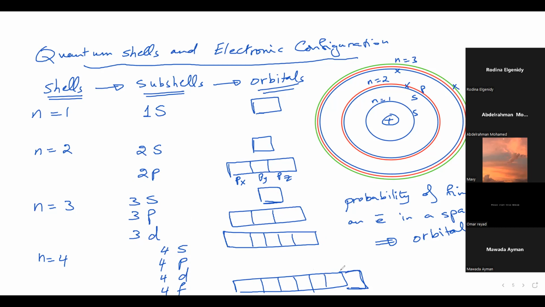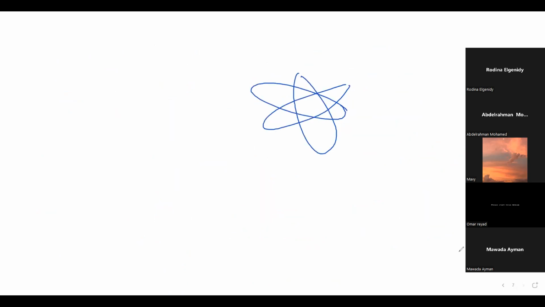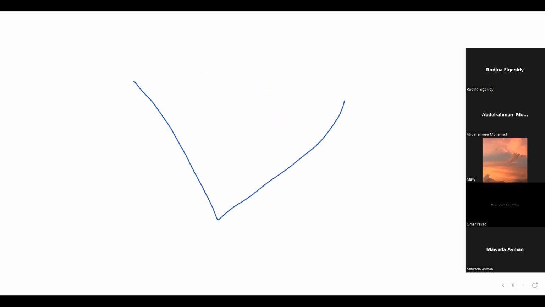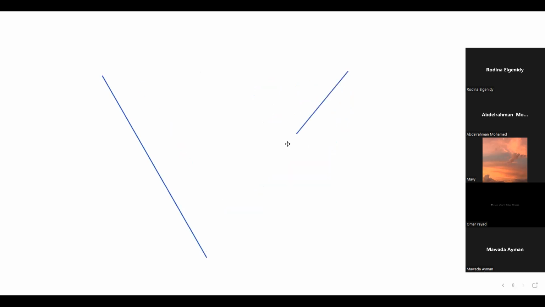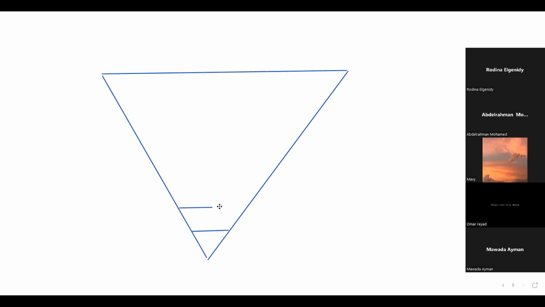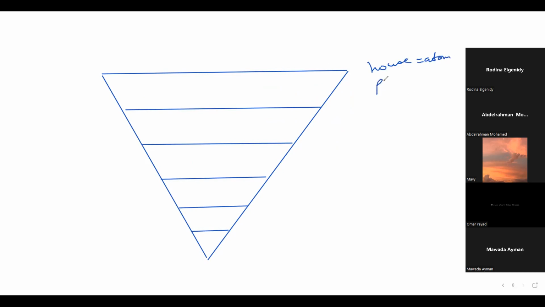If you want to understand the atom, you can think about a house. If I have a house built like an inverted pyramid, we are going to imagine that the atom is like an inverted pyramid. In any house, we have the first floor, the second floor, the third floor, the fourth, and so on. So this house is the atom, and the floors of this house are the shells. The first floor, n equals 1, the second floor, n equals 2, the third floor, n equals 3, and so on.